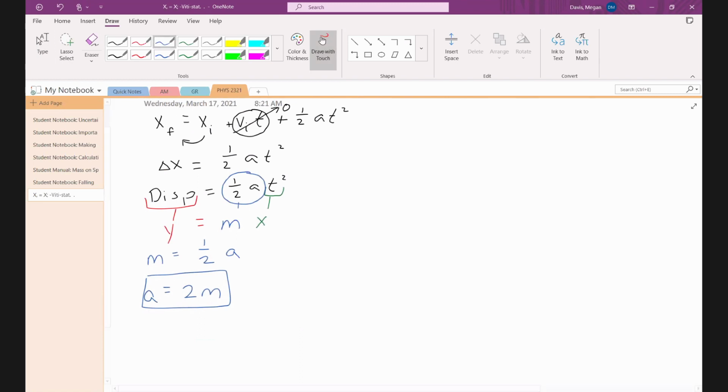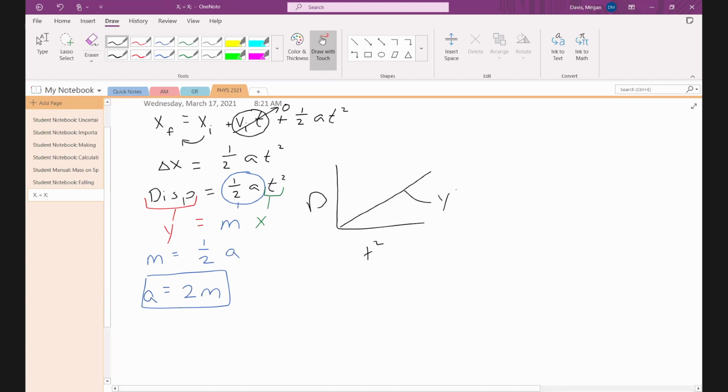And if we plot this, again, this is displacement versus time squared, we get something pretty linear. And you get a slope from this line because it's y is equal to mx. This is the slope that you use to get this acceleration.